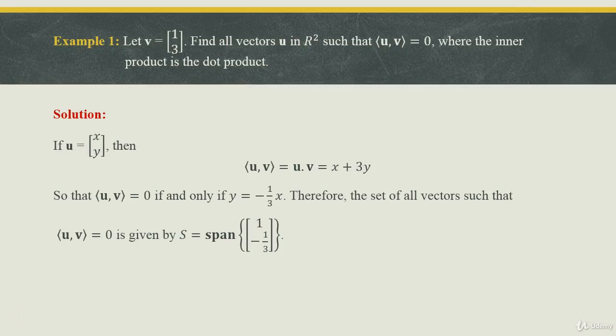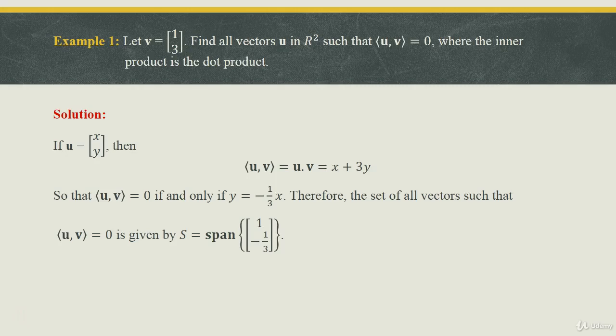Let's take some examples. The first is, let V be the matrix containing 1 and 3. Then find all the vectors U in R squared such that the inner product of U and V is equal to 0, where the inner product is the dot product.